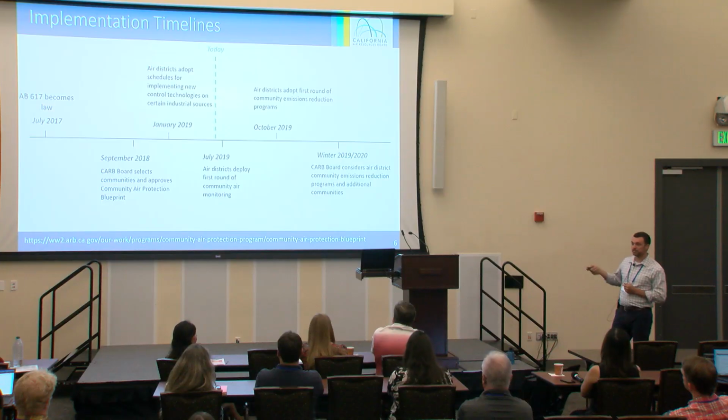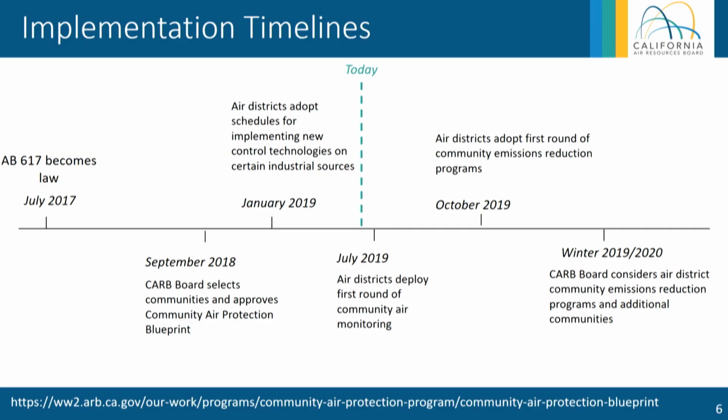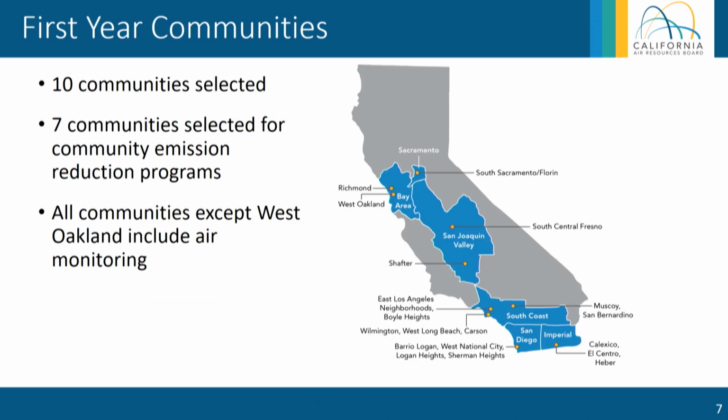If you'd like to look at the Community Air Protection Blueprint, it outlines CARB strategies to implement AB 617. That's all available online. You can look at this website, or you can just Google it and get there pretty quick. So what were the first-year communities selected? There were 10 overall selected. Seven were selected for a community emission reduction program right off the bat, based on available monitoring information and data about those communities. And all the communities except for West Oakland include a monitoring component.